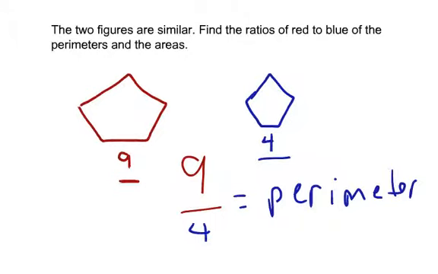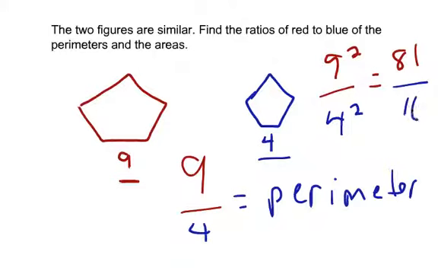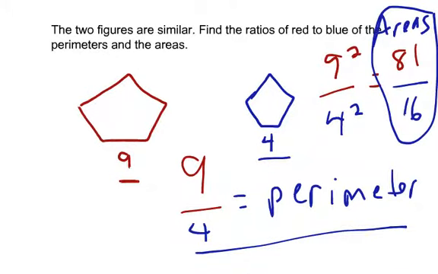And then for areas, you're actually going to square that. So if we had 9 and then 4, and we're going to square these, squaring, remember, means that you are multiplying it by itself 2 times. So 9 times 9 is 81, and 4 times 4 is 16, and that is the answer for the areas. So this problem is really easy. That is how you find the perimeter, and this one is how you find the areas.